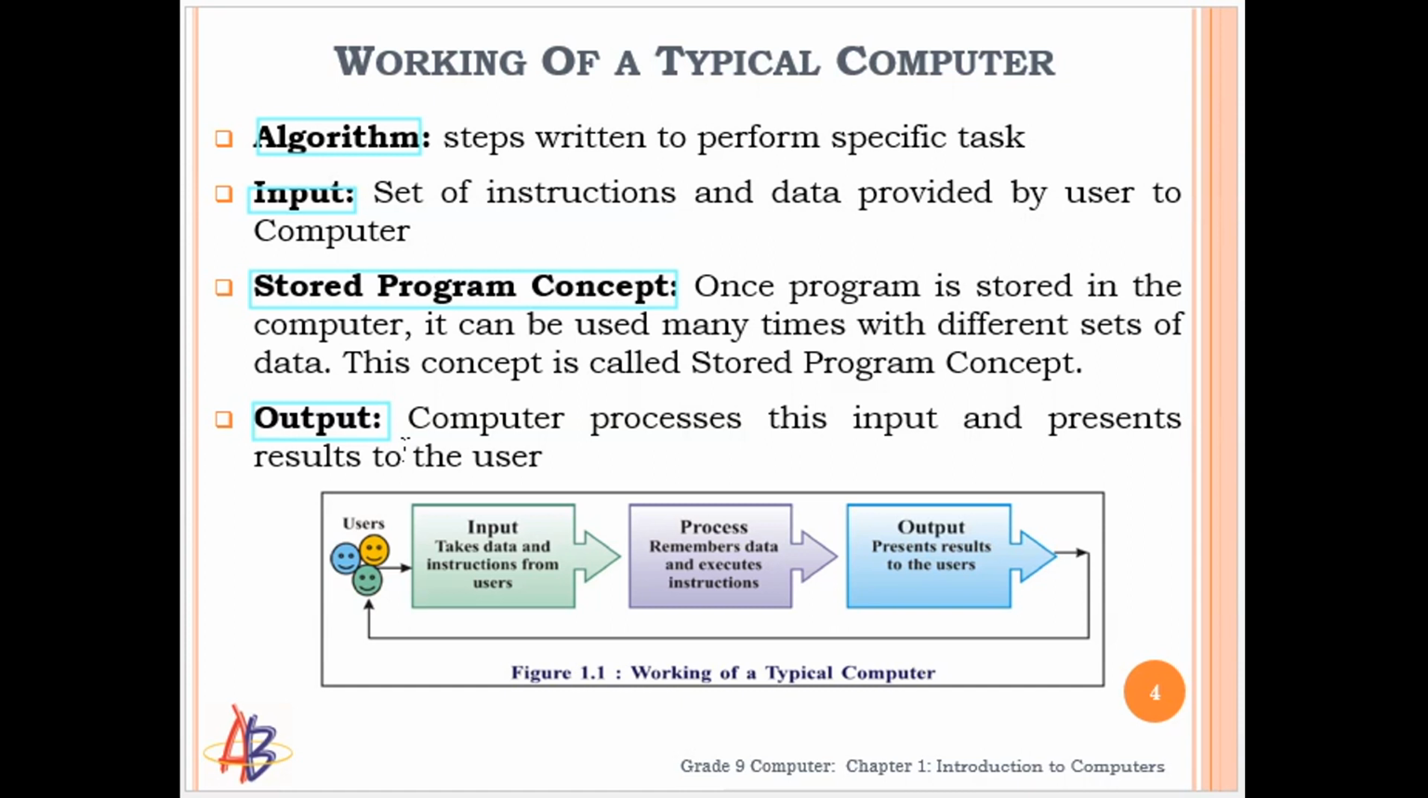Again, to revise, there are four main things: algorithm, input, stored program concept, and output. What is an algorithm? Steps written to perform a specific task. What is input? A set of instructions and data provided by the user to the computer. Why are we providing a set of instructions? Because the computer doesn't know our language, so we have to convert our language into machine readable language, and then the computer takes the data and instructions, processes this data, and finally gives output. So that's all for the working of a typical computer.